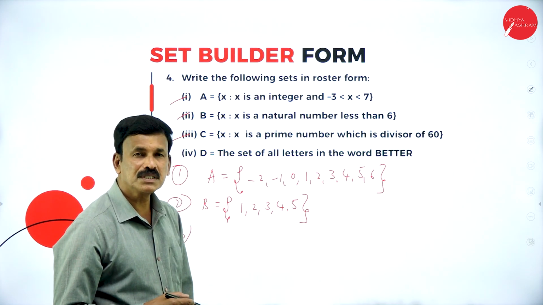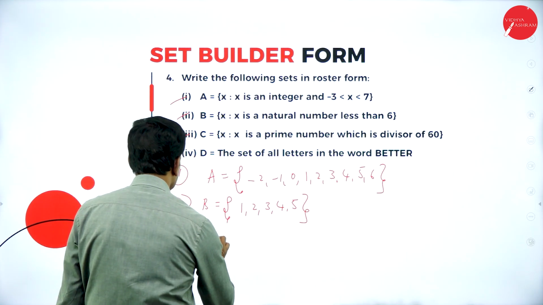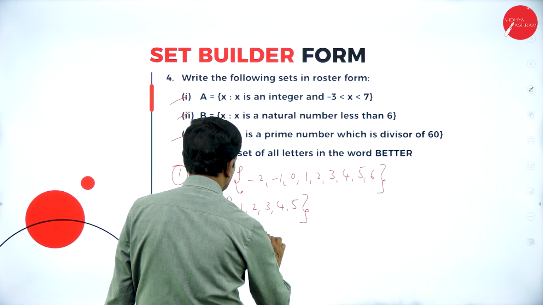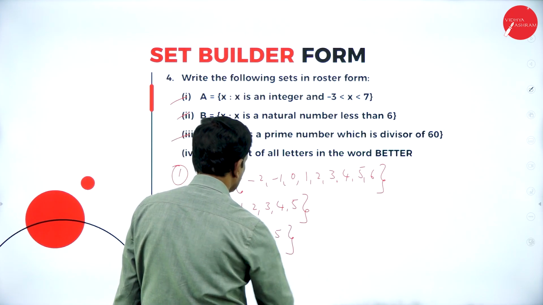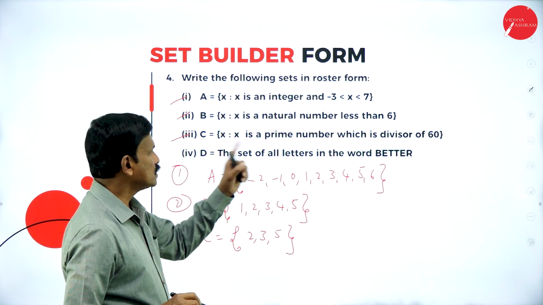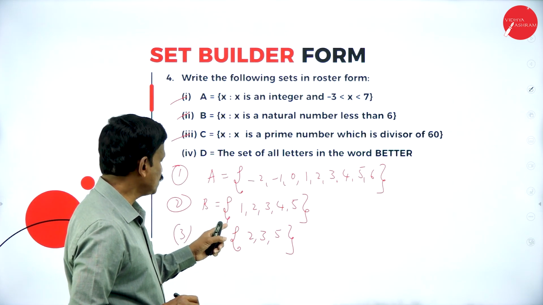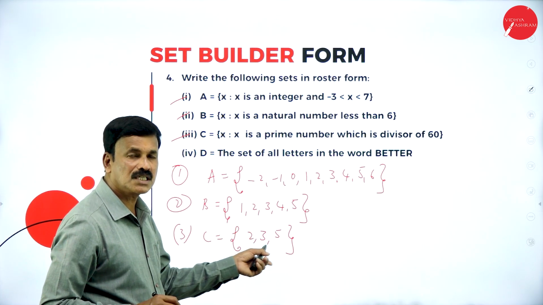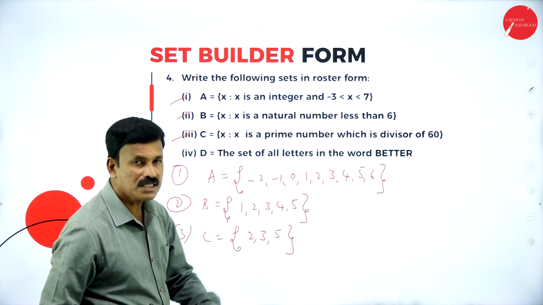The prime numbers which divide 60: C is equal to {2, 3, 5}. You can divide 60 by 2, you can divide 60 by 3, and even you can divide 60 by 5. So these are the prime numbers which divide 60.